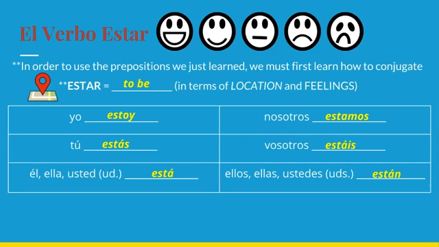So I'd like you to take a moment and fill in the conjugations down below the examples, I am and we are. Hopefully for I am you put yo estoy or just estoy. For we are, hopefully you put nosotros estamos or at least estamos.